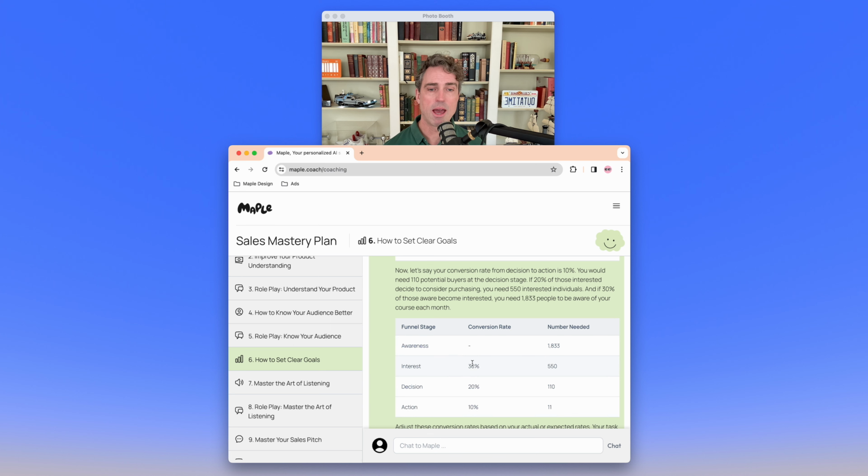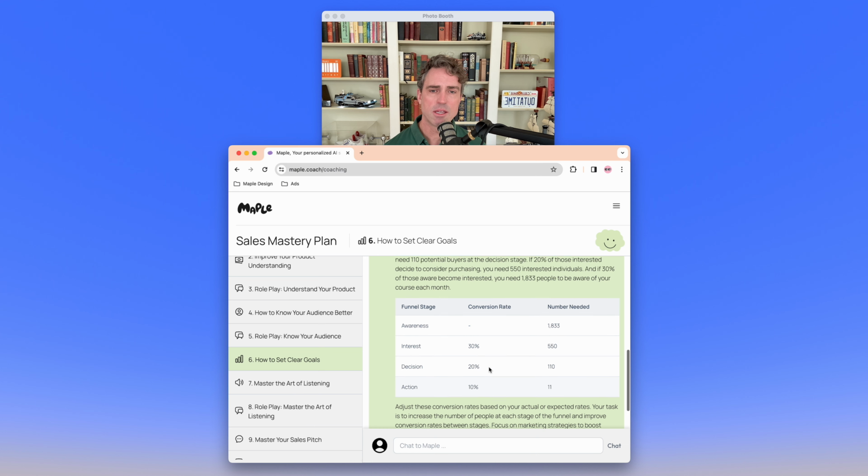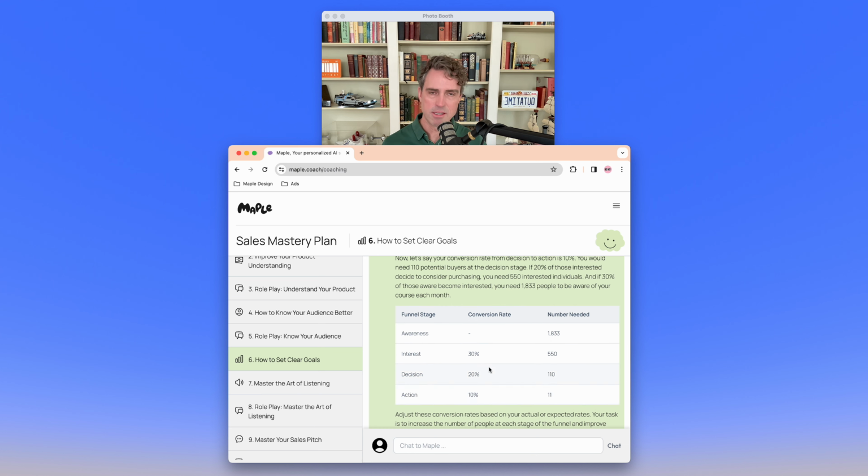Now, what's going to happen is these numbers that you start out with won't be exactly correct. Maple does a good job of taking industry standard numbers for whatever it is you're selling, but these numbers will be different for your product and your industry. So that's like a really quick example of how to build a sales funnel based off of your product with your price, and then work up to the number of people that you need to make aware of your product every month.